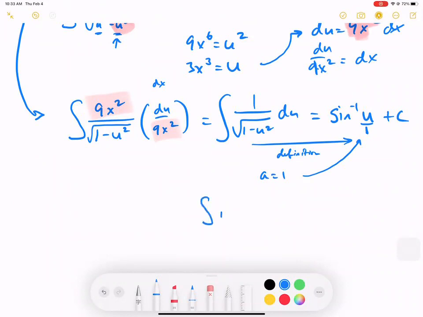We have sine inverse of u. We said u was 3x cubed. And we can say over 1 if you want to include that, plus c.